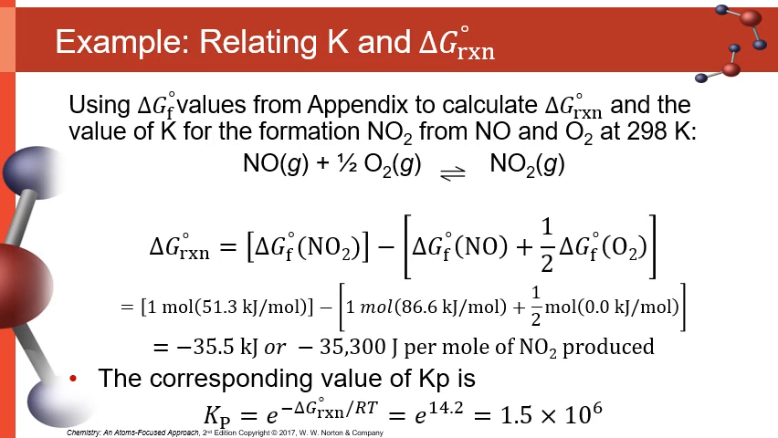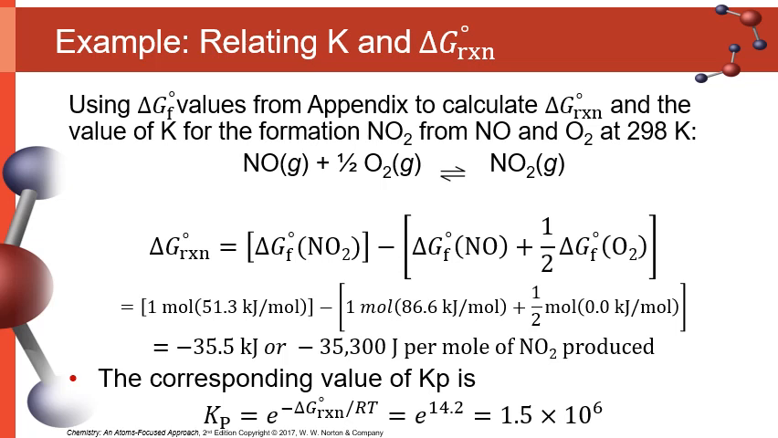In this example, using values from the appendix, we can calculate the value of delta G and then calculate the value of K. We need to calculate the value of K for the formation of NO2 from NO and O2 at 298 Kelvin. First, we need to calculate delta G for the reaction.